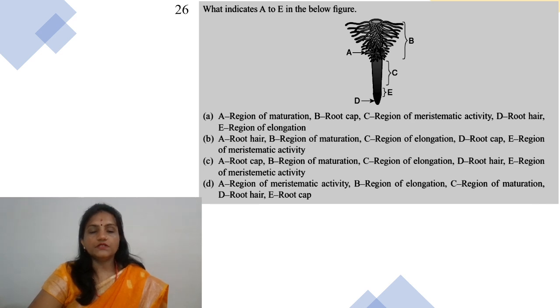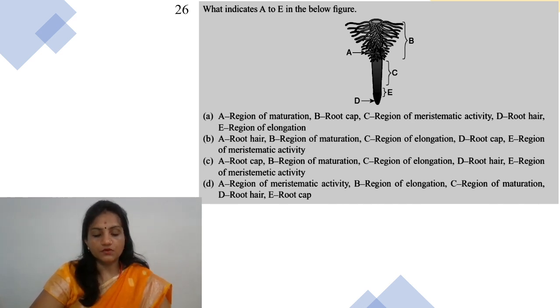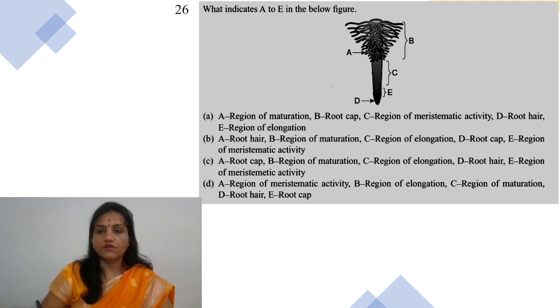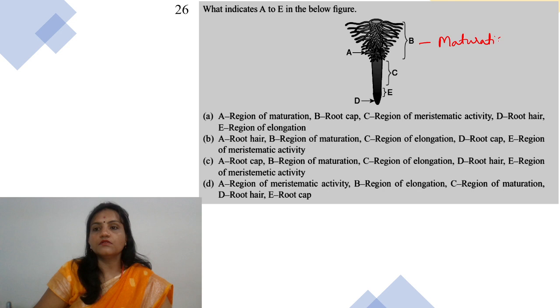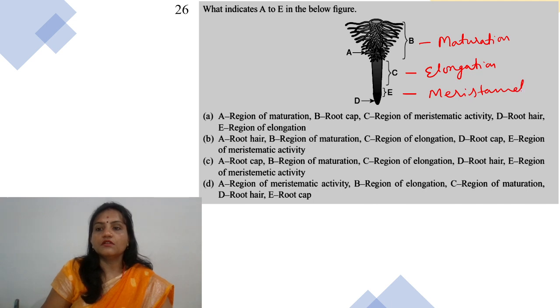Let's go for the 26th question. This is a diagram based question. Again, this is a time consuming question. These types of question consume lots of time. What indicates A to E in the given figure? We have already discussed, this is region of maturation. This is elongation. This is meristematic activity, and this is root cap, and these are root hairs.